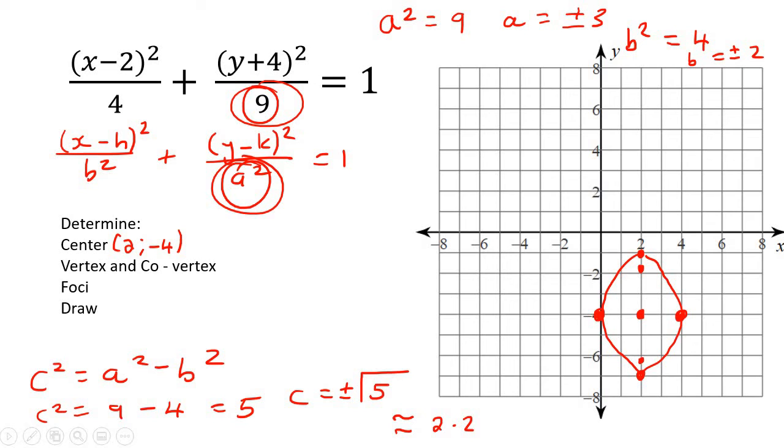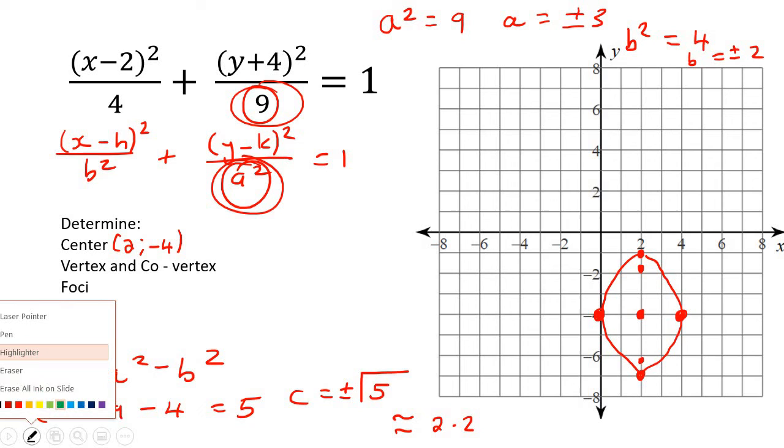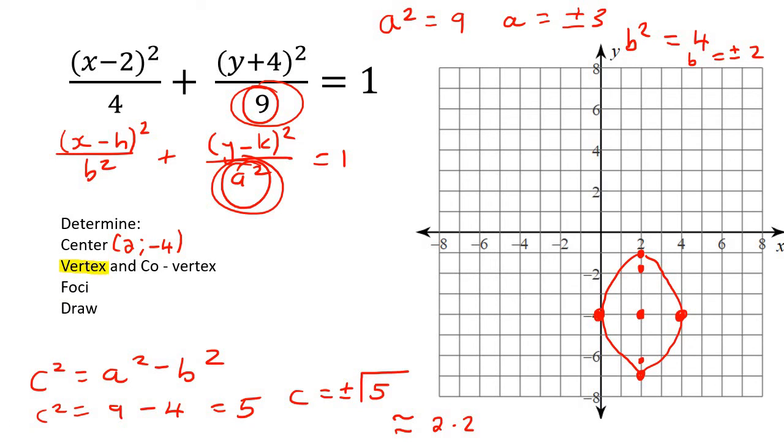So the vertex, remember that the vertex is on the major axis, which is on the long one. Okay, so that's going to be this point over here and this point over here. And then the co-vertex is going to be this one over here and this one over here. So the vertex will be at 2 and negative 1. And then the other vertex is at 2 and negative 7.